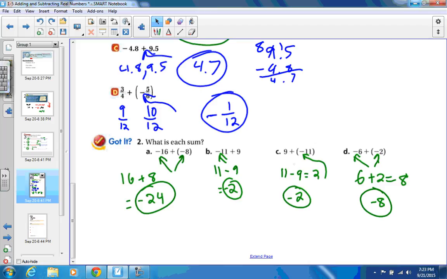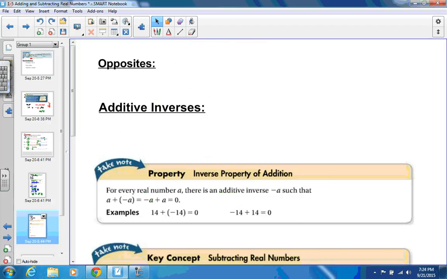We'll do one with different signs. Letter C, they have different signs. So I'll take the absolute value of this one minus the absolute value of that one. So it's 11 minus 9. And we got 2. But since the bigger one had a negative sign, the answer is a negative. So it's a negative 2. All right, so that's adding using absolute value.